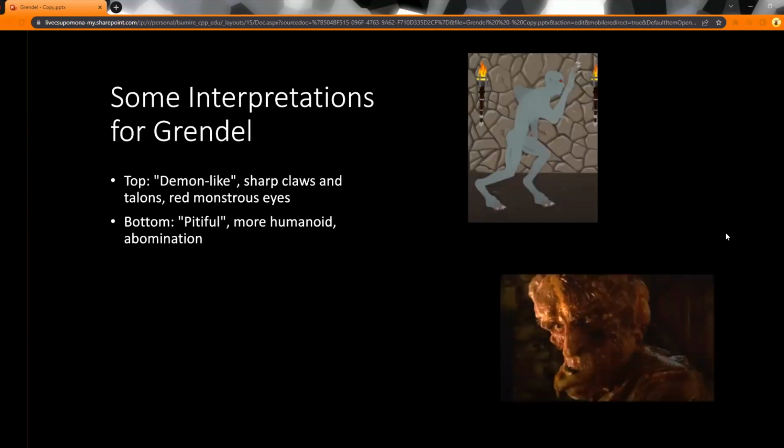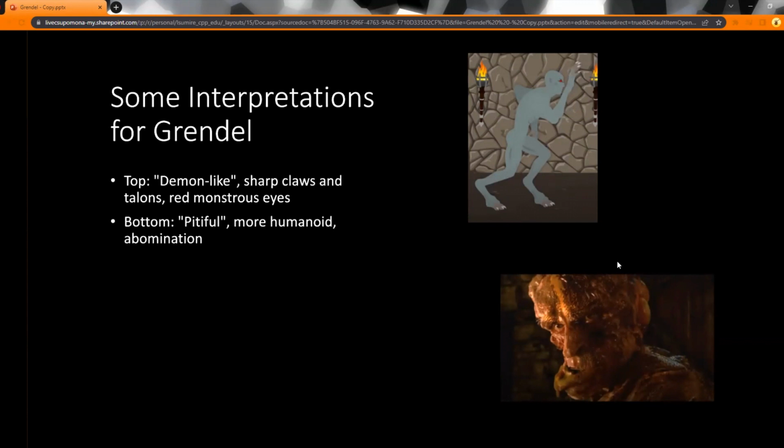So remember what I said about his physical appearance, that there is no clear-cut definition of what it looks like. We do have some pretty common interpretations. So what you see here on the top is more akin to what a typical monster would look like, right? Because you have the red monster's eyes, and you have the razor-sharp claws that Beowulf has to encounter during his fight with him. And then you have the monster's kind of hoof-like feet, very inhuman. This is very typical of what a quote unquote ordinary monster will look like.